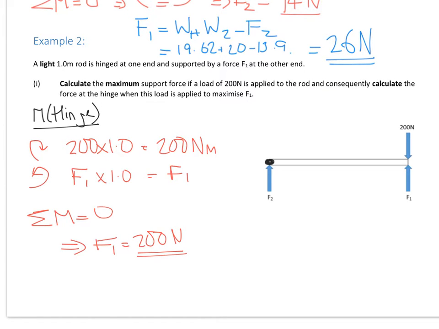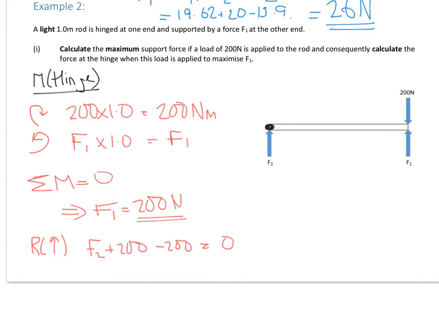particular length. And if we then resolve vertically, F2 plus 200 minus 200 would be equal to 0 if it's in equilibrium, so therefore F2 equals 0 newtons. So in fact the hinge is actually supplying no force at that given position of 200.